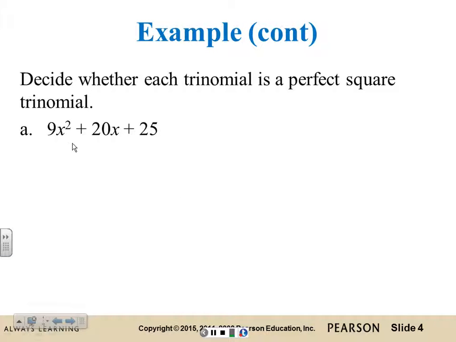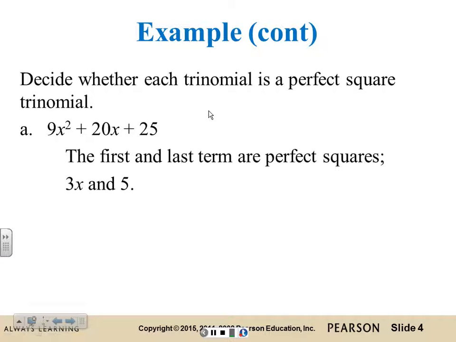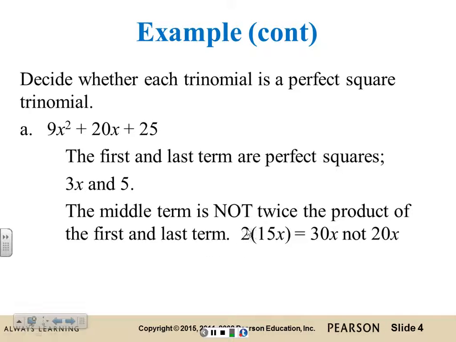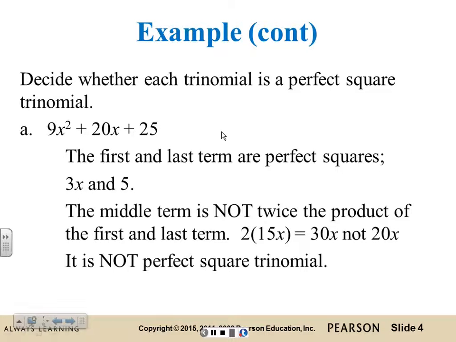So let's look at this one. Square root of 9x squared is going to be 3x. Square root of 25 is going to be 5. So if we multiply these two together, 3x times 5, we're going to get 15x. And then if we double it, we get 30x, which is not going to be our middle term. So this is not a perfect square trinomial. So you would need to try to factor it using bottoms up. And if it doesn't factor using bottoms up, then it would be prime. So it's not a perfect square.